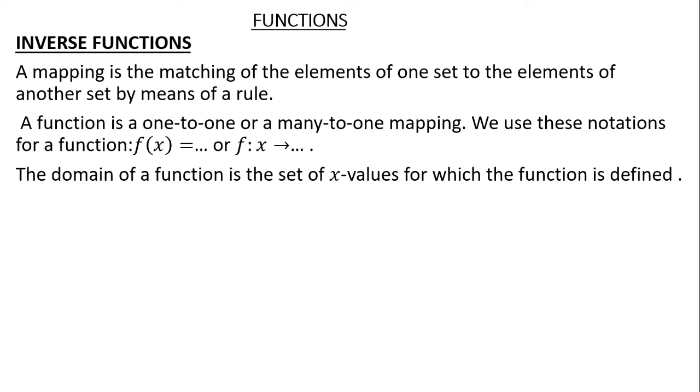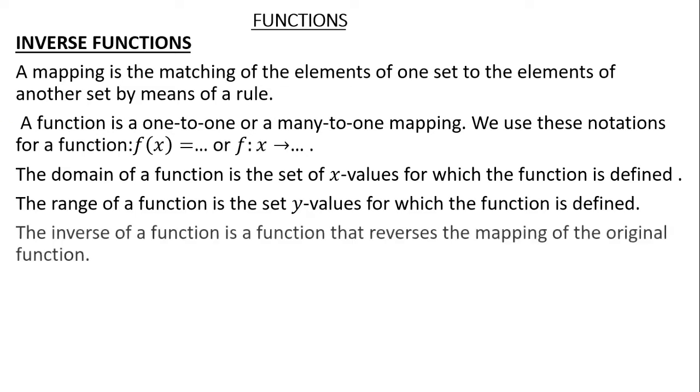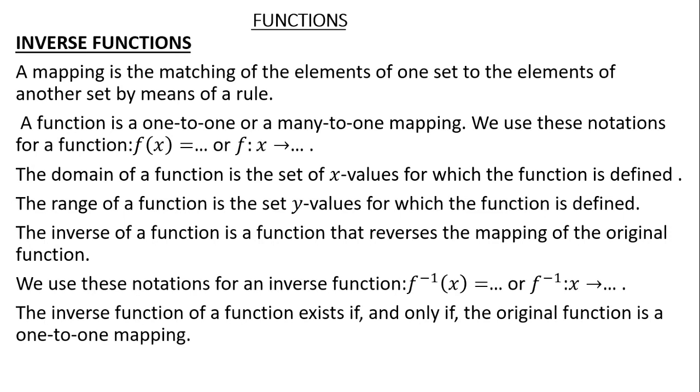f of x is equal to, or f is such that x is mapped onto. The domain of a function is the set of x values for which the function is defined. The range of a function is the set of y values for which the function is defined. The inverse of a function is a function that reverses the mapping of the original function. We use these notations for an inverse function. f inverse of x is equal to, or f inverse is such that x is mapped onto. The inverse function of a function exists if and only if the original function is a one-to-one mapping.